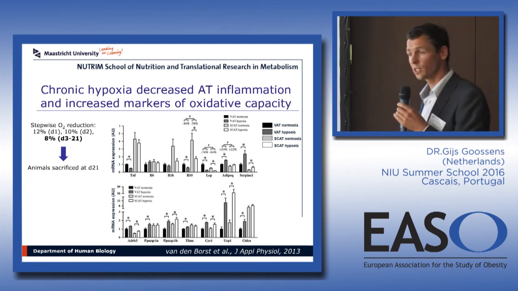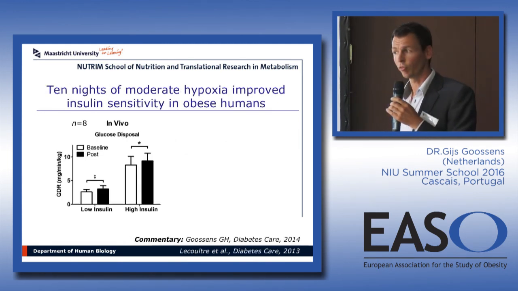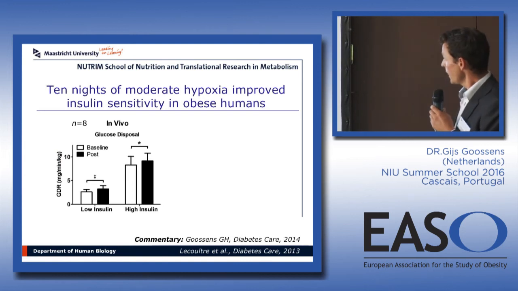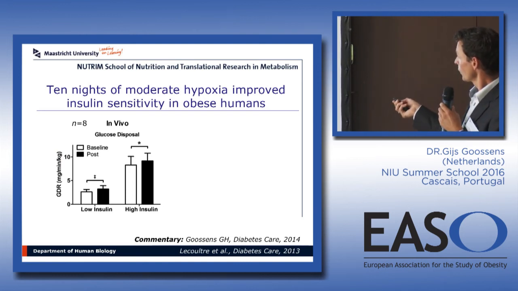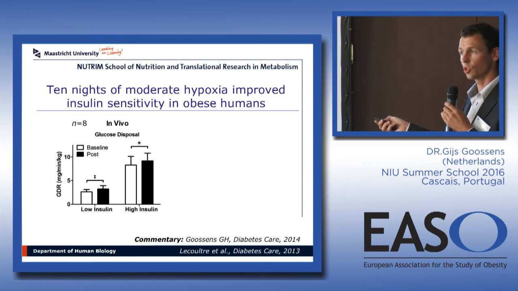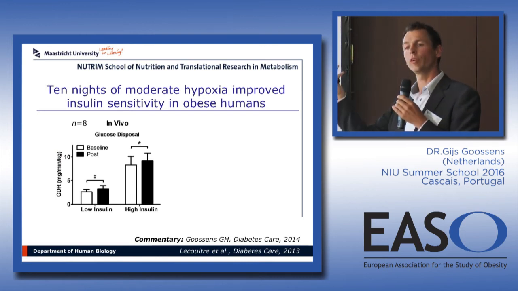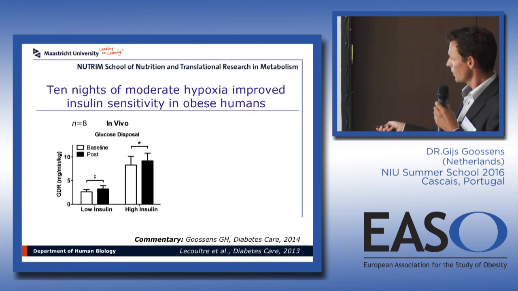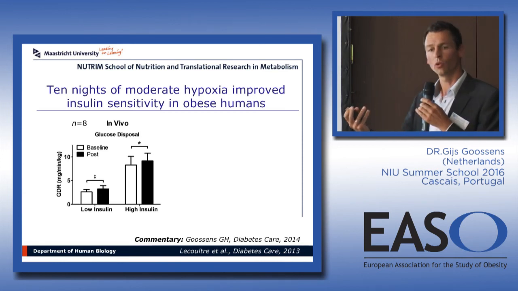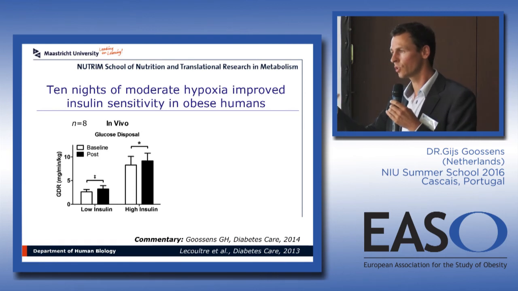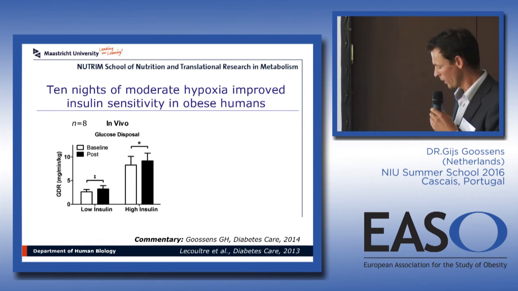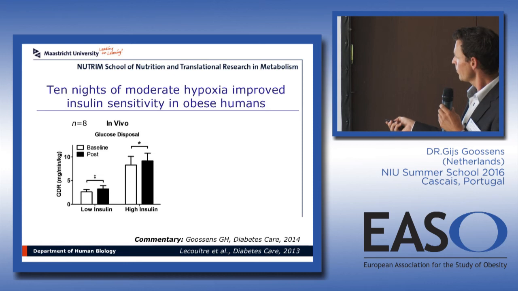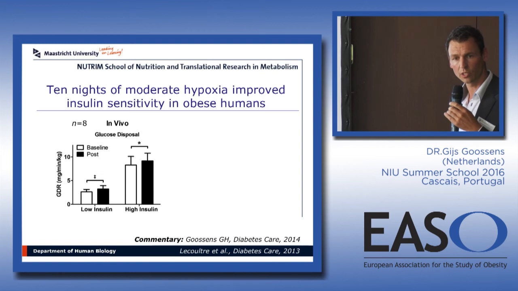This concept was recently applied in humans by the group of Eric Ravussin from the US, and they exposed obese humans to moderate hypoxia for 10 subsequent nights. During sleep, subjects were exposed to 15% oxygen in the environmental air. Again, they measured insulin sensitivity by the clamp, so the glucose disposal rate. That's similar to what I already mentioned, the glucose infusion rate during such a clamp: the higher it is, the higher your insulin sensitivity. They could demonstrate that hypoxia exposure significantly increased whole body insulin sensitivity.